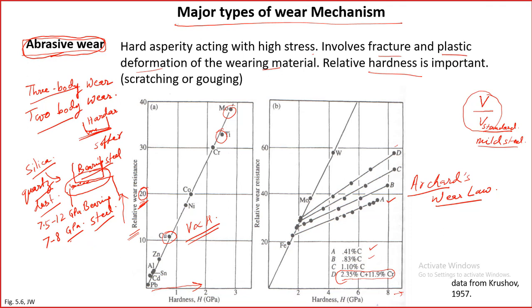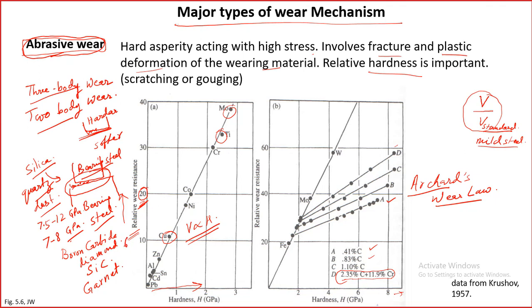There are other kinds of particles as well which are also abrasive in nature. For example, boron carbide, and diamond is a very hard material. Silicon carbide is also a hard material. Another hard material is called garnet, which is a compound of some silicate. So these are all very hard materials.